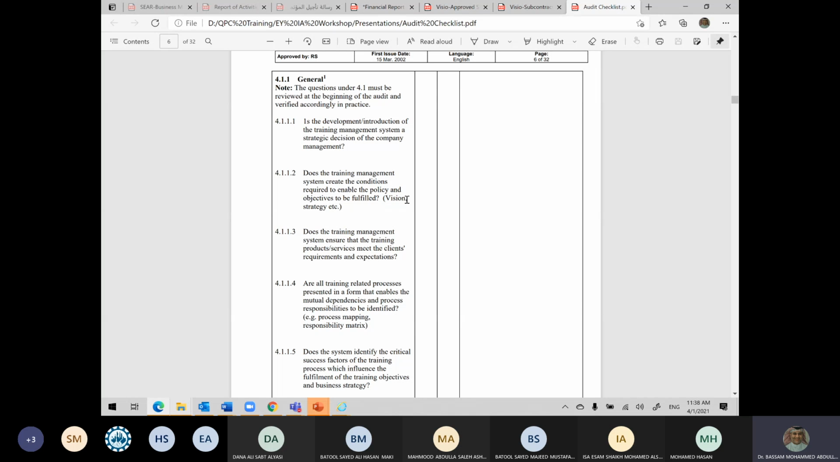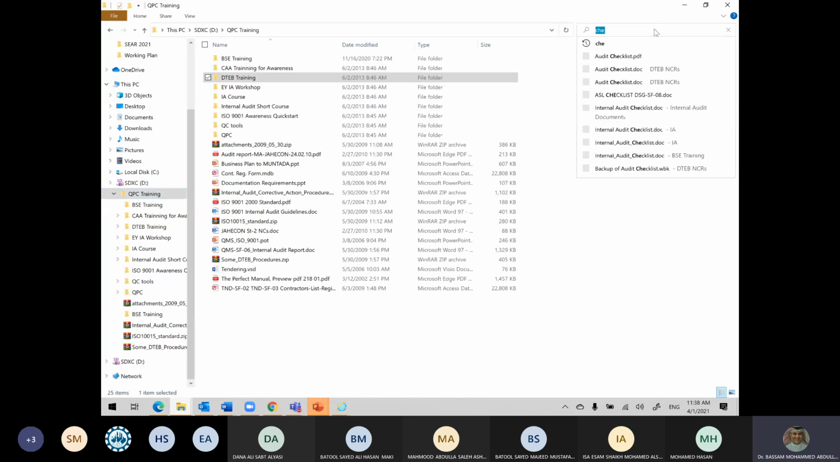What do they need for training or not? So they're going to put yes, they have a plan, or they don't have a plan, they don't have a strategy for training, and then you're going to put your marks. So that is kind of a checklist. Let's see what else do we have.